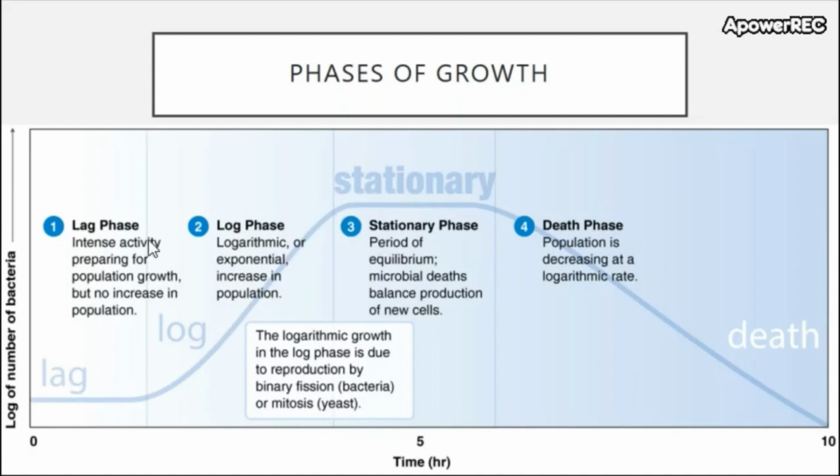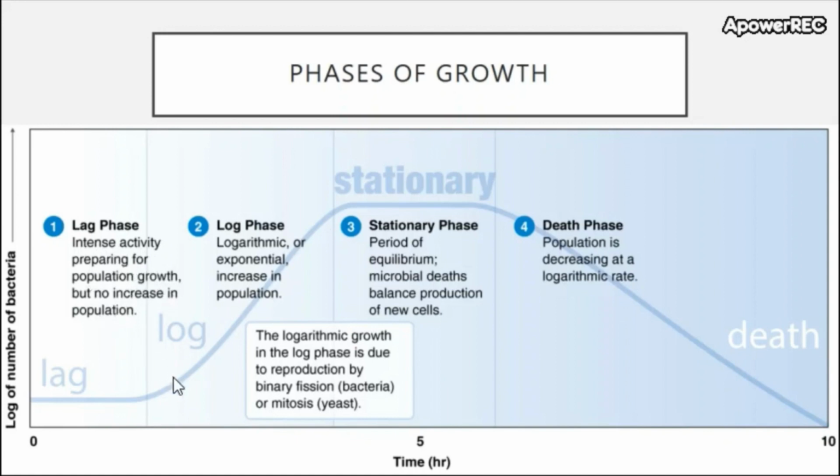And so initially, when you first add those E. coli, it's kind of like you just drop them on a deserted island. They have to first kind of sense what's going on around them. They have to start making cellular machinery and components in order to grow and things like that. So you don't have a lot of microbial growth or cellular division in this first phase. So this is called the lag phase. It's a phase of intense activity, preparing for population growth, but no increase in population.